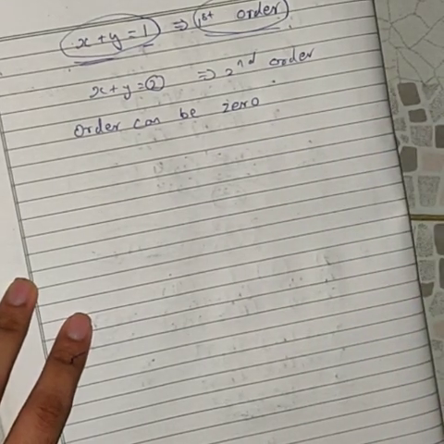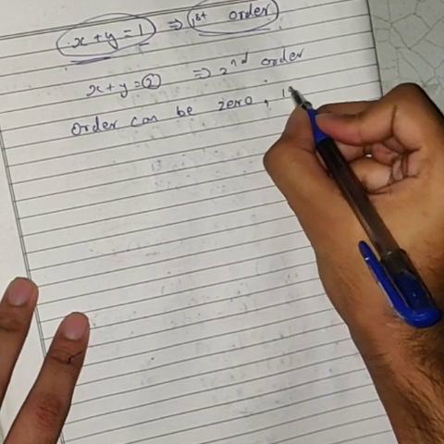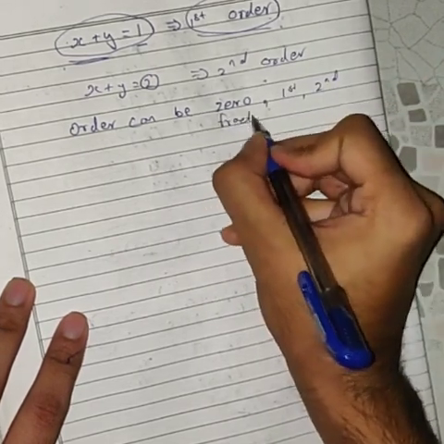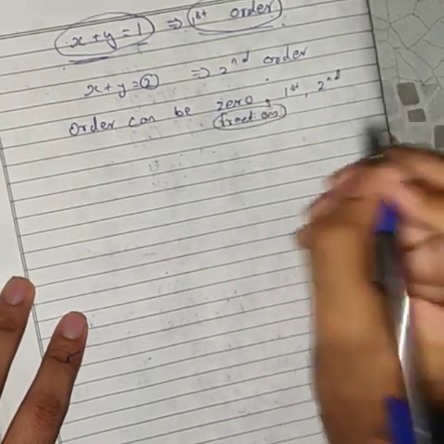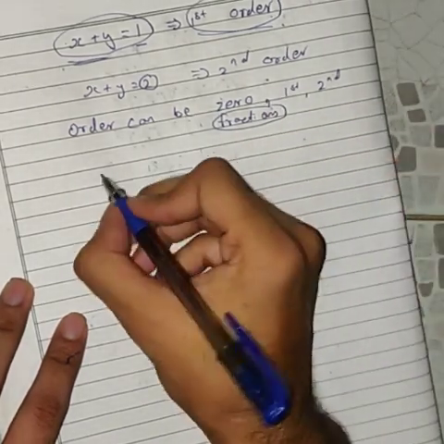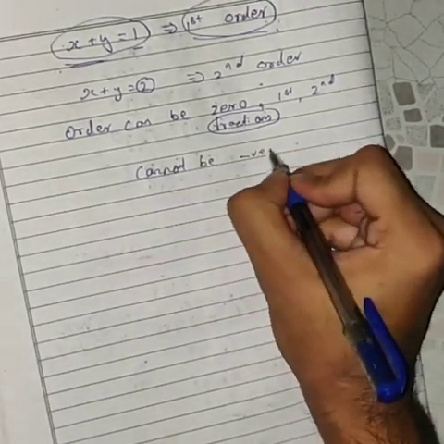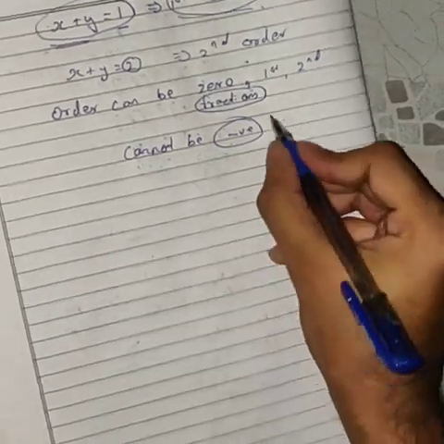Yeah, it can be 0 also. Order can be 0. It can be first order. It can be second order. It can also be fractions. Order fraction भी हो सकता है, but it cannot be negative. Order cannot be negative. Question is क्यों नहीं होता है?